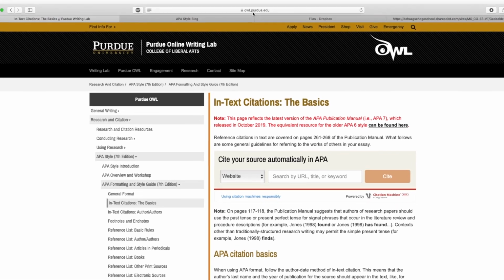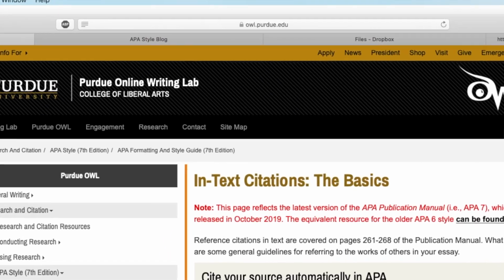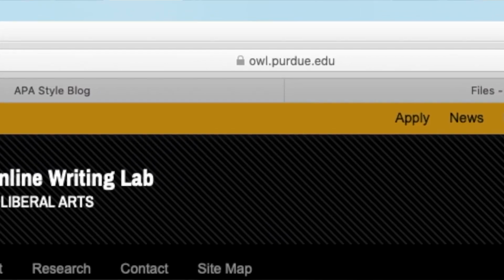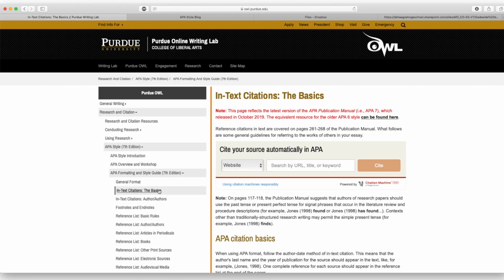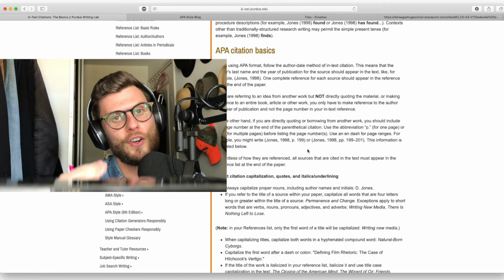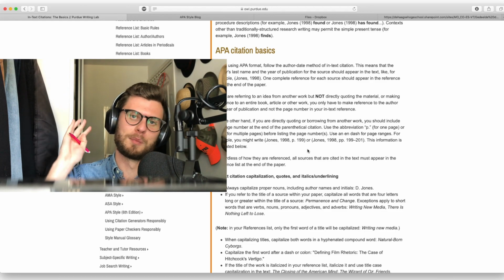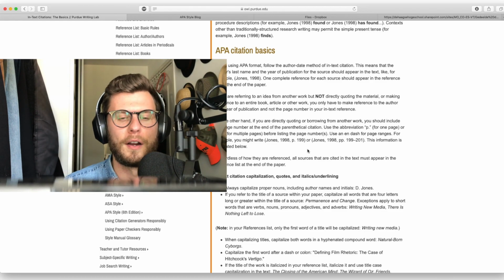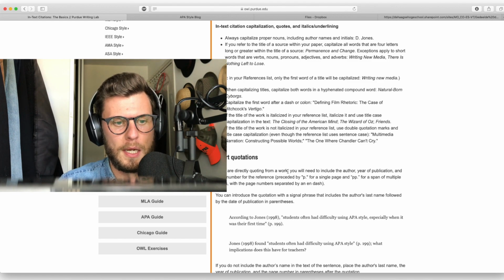I am on the owl.purdue.edu website and I'm going to in-text citations and the basics. Now, remember a minute ago, we talked about paraphrasing, summarizing, and quotations. This does change how you put in your in-text citations for APA. So remember, you have this beautiful work and you want to give credit to the author. This is really important. Otherwise, if you don't do this, this is plagiarism and then you fail and are expelled and you earn your place in hell.